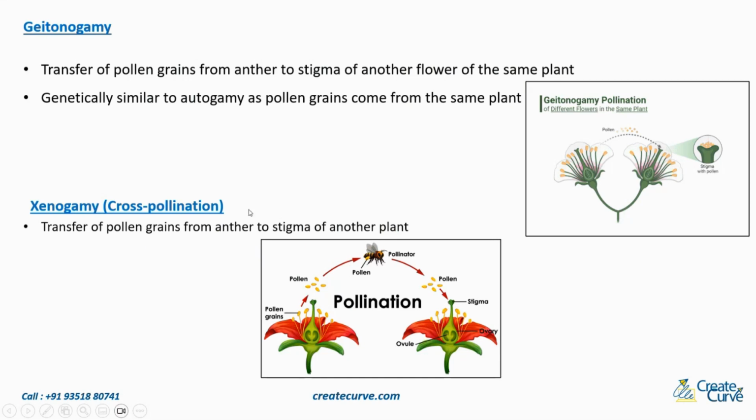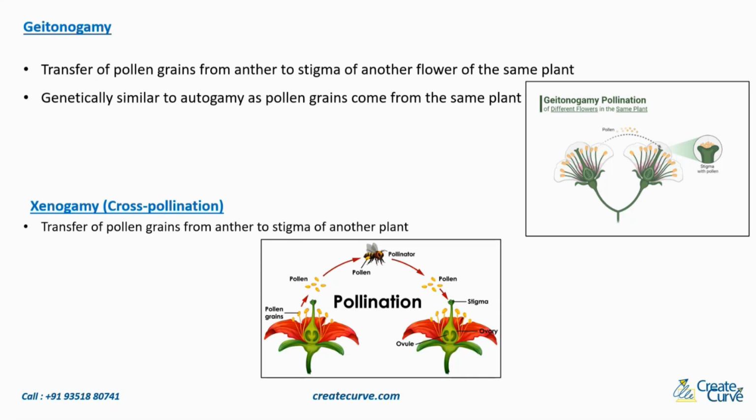Then we go on to geitonogamy, which is the transfer of pollen grains from anther to stigma of another flower, but of the same plant. Which is why it is again self-pollination only. So it is genetically similar to autogamy, as pollen grains come from the same plant, correct? So genetically, they're going to be similar. Why? Because everything is happening within the same plant.